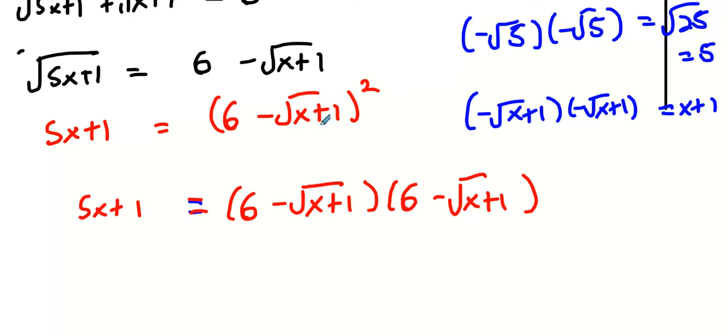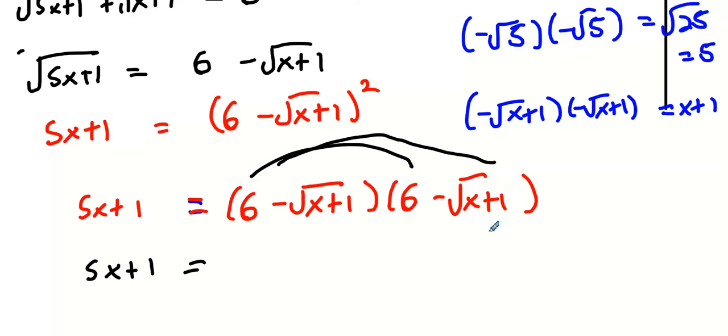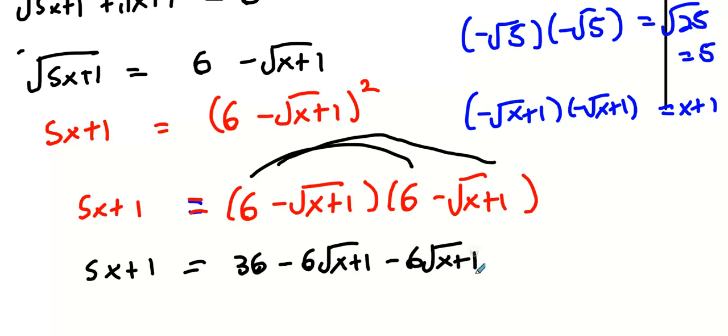Alright, guys. 5x plus 1. To multiply this out, what we get here is 36 minus 6 times root x plus 1 minus another 6 times root x plus 1. And as we agreed earlier, minus root x plus 1 multiplied by another minus root x plus 1 is simply x plus 1, right? Now, even now, this is quite difficult.